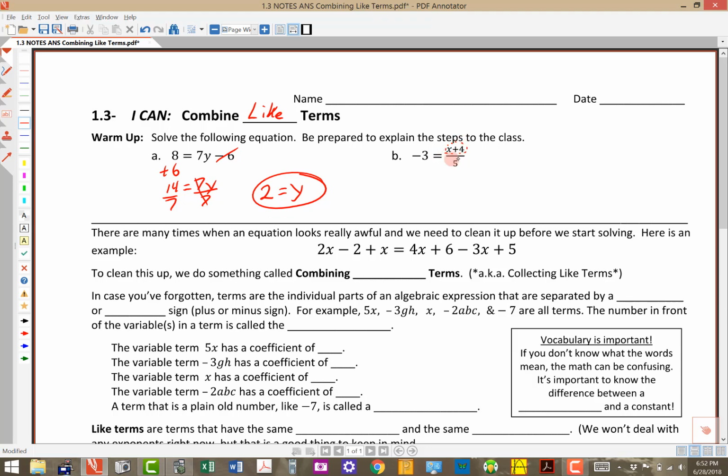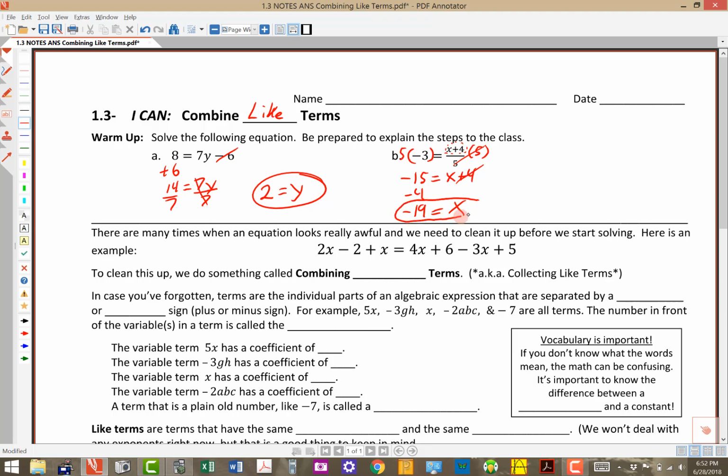This problem right here has got that long fraction bar, so it groups these two together. So we want to get rid of that dividing by 5. So we're going to multiply this side by 5 and multiply this side by 5. We get a -15 on this side. We get an x plus 4 over here once those cancel each other off. So then we're going to subtract the 4 from both sides. We're going to get an x on this side, and we're going to get a -19 over there.